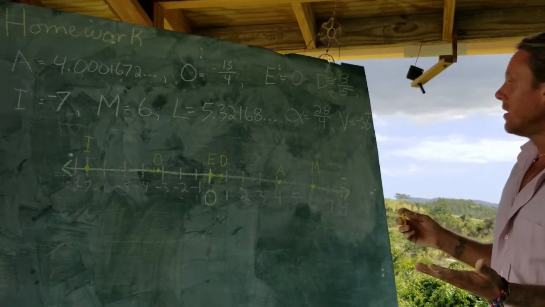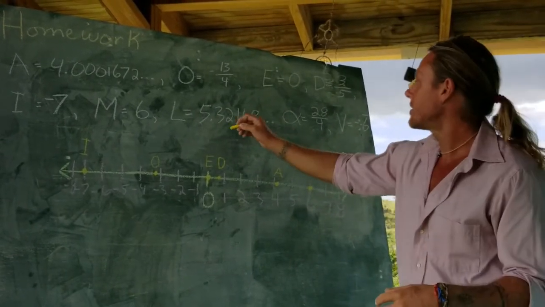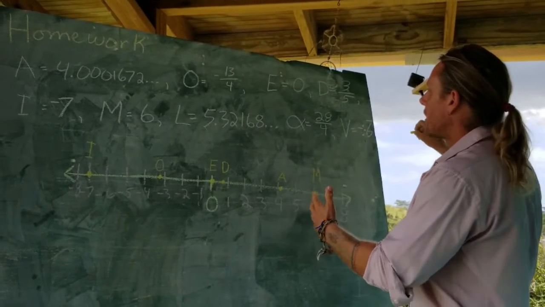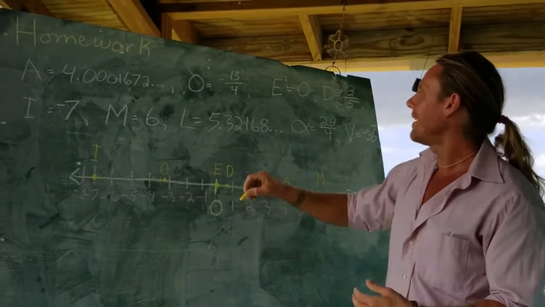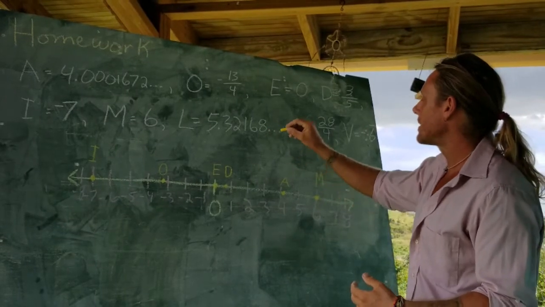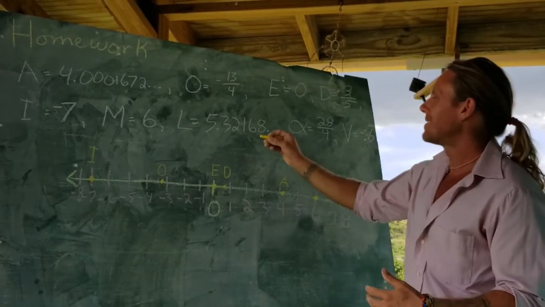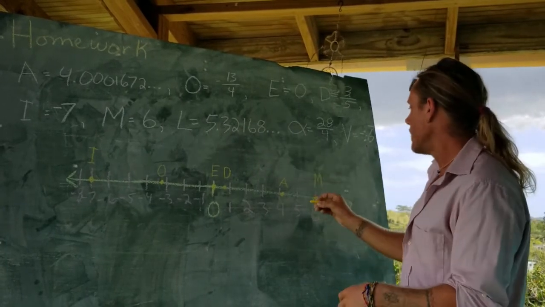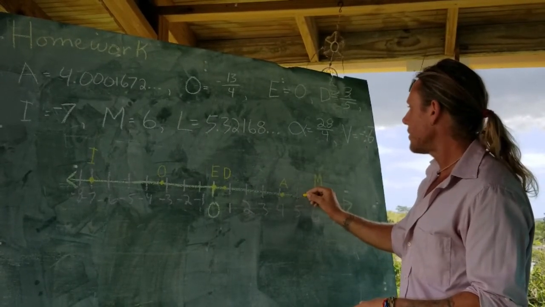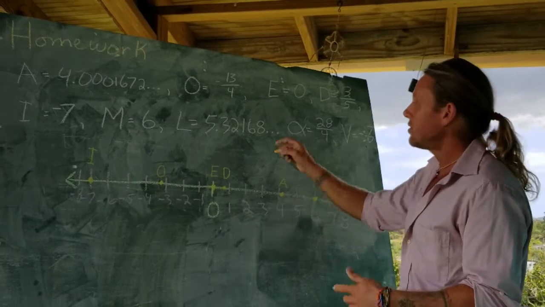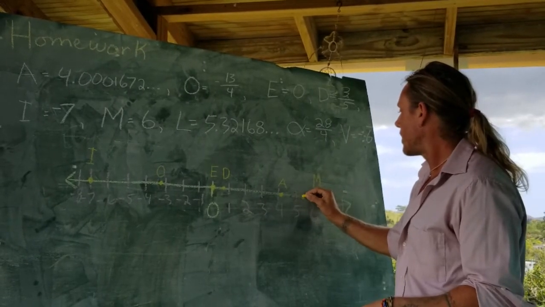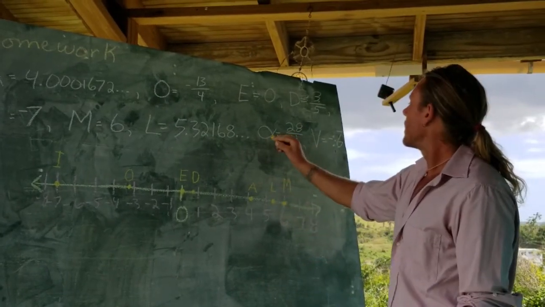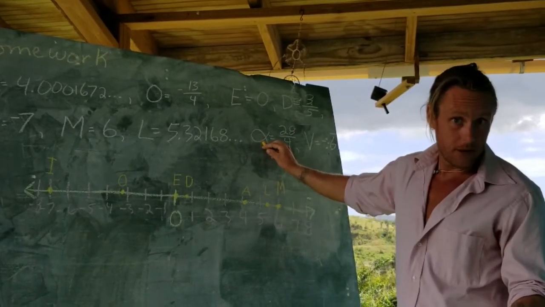Next one, L. Looks like an irrational number to me. The decimals never repeat. They never terminate. This is going to keep going on and on and on. So point L is 5.32168. Boom. So where would that be? Well, it's a little bit greater than 5, a little bit greater than 5 1/4. So here's 5. So maybe somewhere about in here would be close to 5 1/3. We have point L.